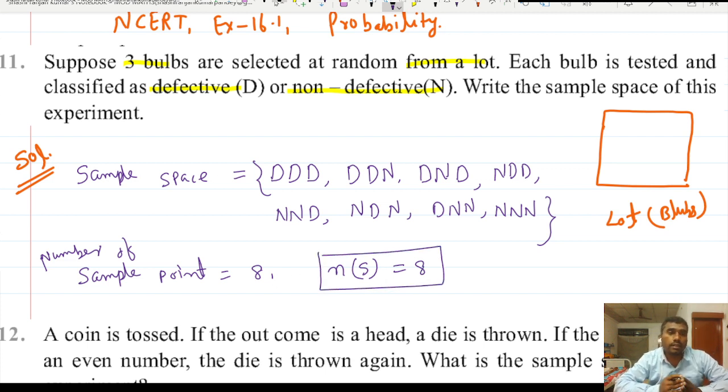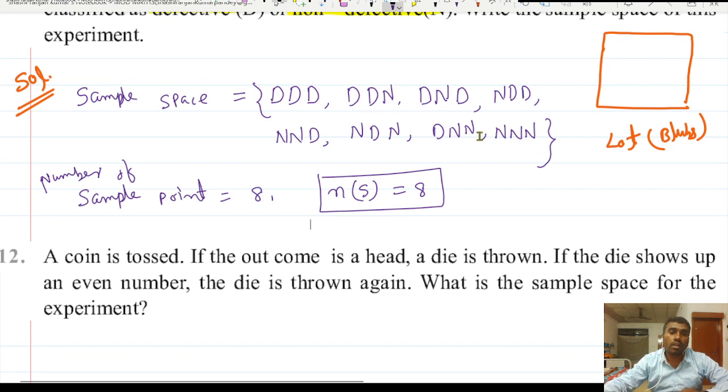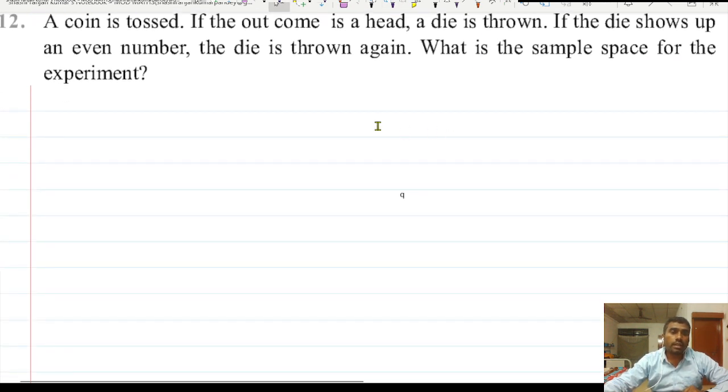So hopefully you get the concept of this question, how to write the sample space. Let us move to the next question, question number 12. A coin is tossed. If the outcome is head, a die is thrown. If the die shows an even number, the die is thrown again. What is the sample space for this experiment?